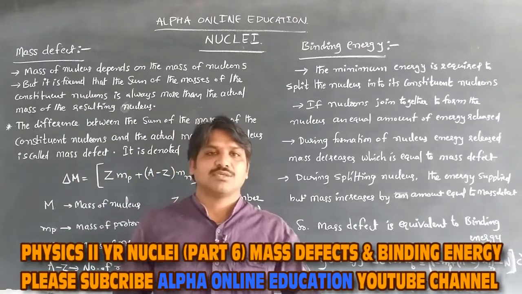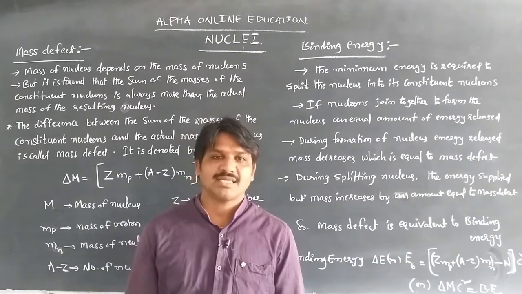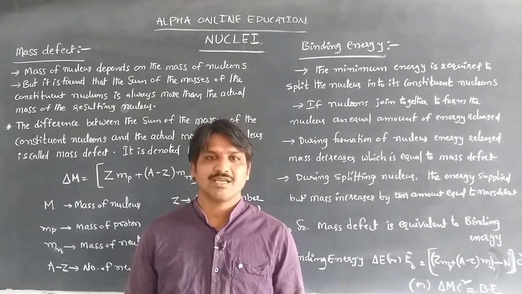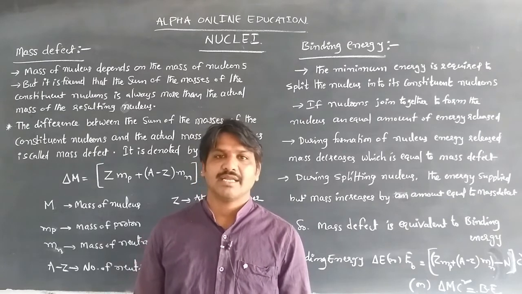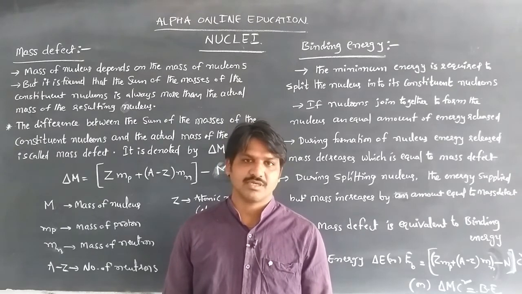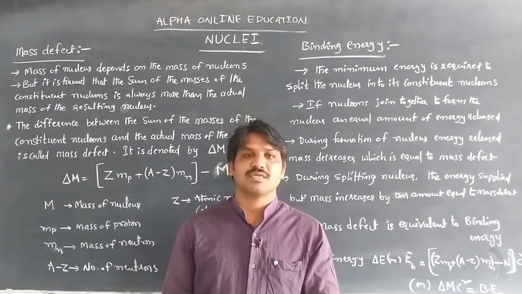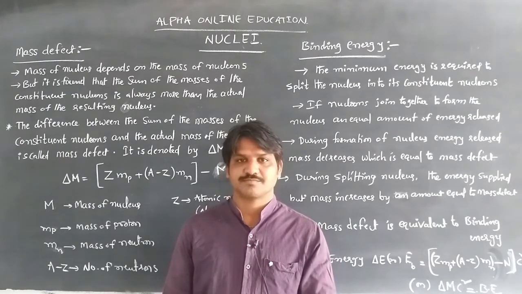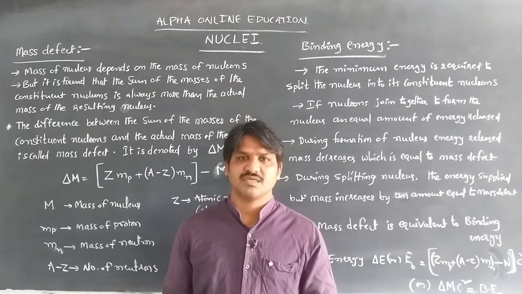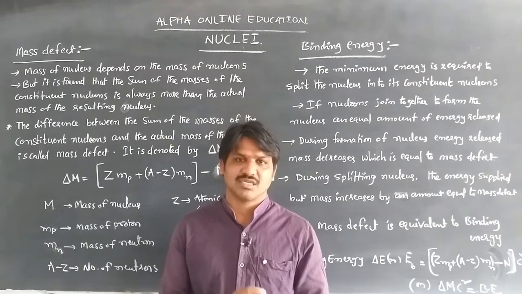After knowing about the nucleus radius and nuclear density, now we are going to discuss mass defect. First of all, we should know what nucleons are. The protons and neutrons lie in the nucleus, we know that. So the protons and neutrons together are called nucleons. The sum of the mass of the nucleons is always greater than the total entire mass of the nucleus.